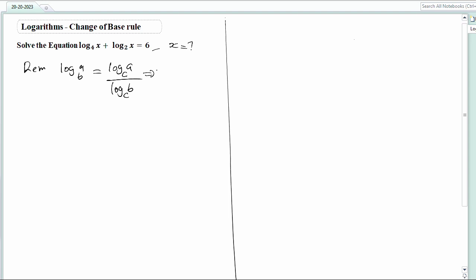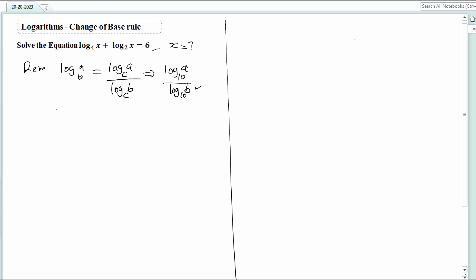For instance, I'm going to look for base 10, because it is easier to work with log to base 10, because our scientific calculators have the logs to base 10. If you have a calculator whereby you can work out logs to other bases, then you are good to go. But in our case here, we are going to work with log to base 10, that is log a to base 10 over log b to base 10.